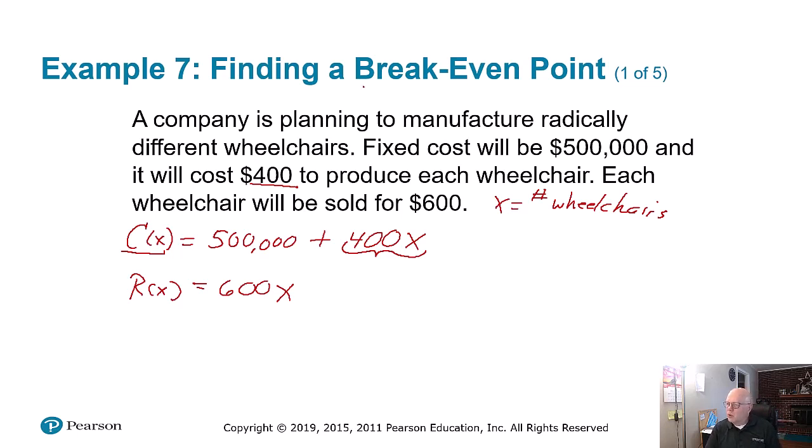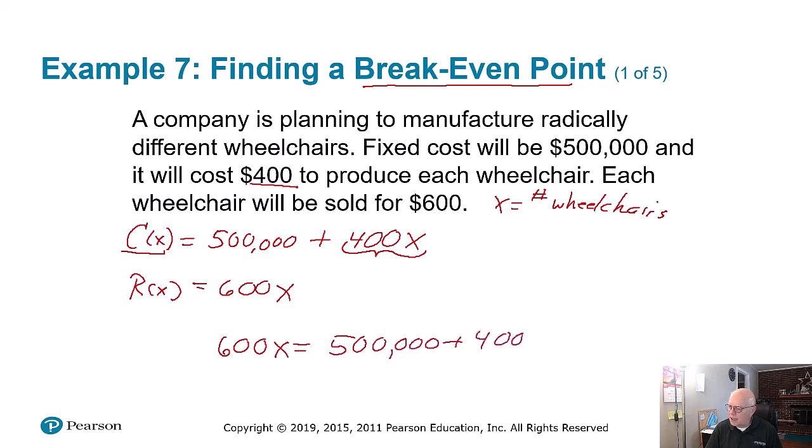Now what did we want? We want the break-even point. So that means 600x, that's our revenue, equals $500,000 plus $400x. Solve that for x, and we've got our break-even point. Subtract 400x on both sides, and I've got 200x equals $500,000. Divide both sides by 200, and let's see what we get.